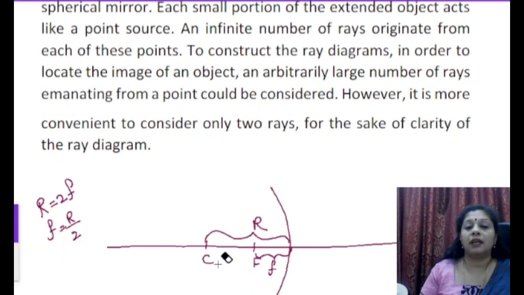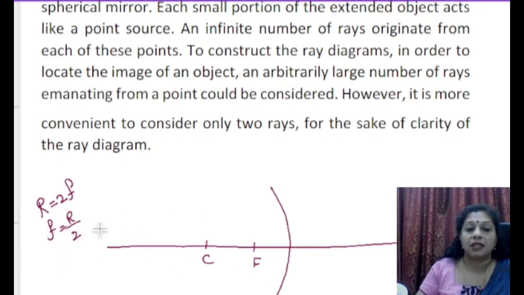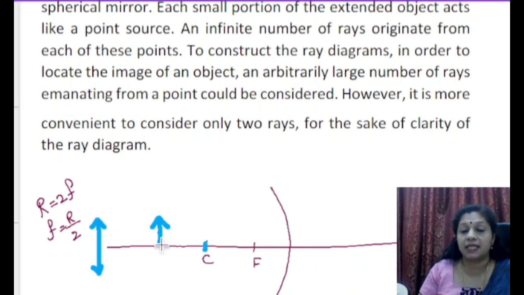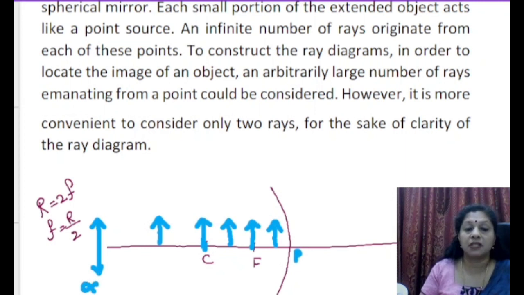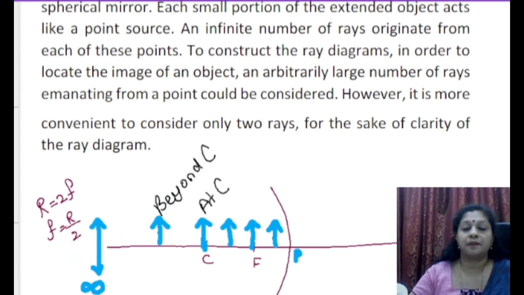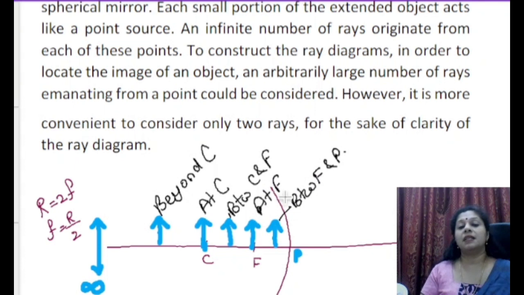Now we are talking about the image formation. We are going from left to right. First, if I keep something here, this is called infinity. Then if I keep an object here, this is beyond C, because this is C, so the object is kept beyond C. If I keep an object at C, this position is at C. Next position, what is possible? Between C and F. The next position is at F. The next position is between F and P. So this is P. So we have six positions. This position is called infinity. Beyond C, at C, between C and F, at F, between F and P. So these are the six positions.